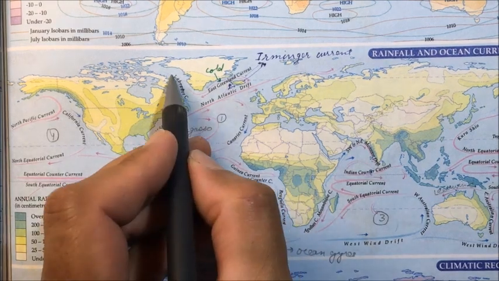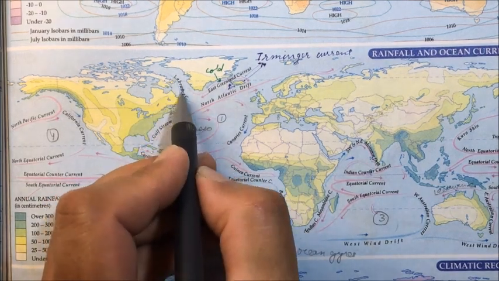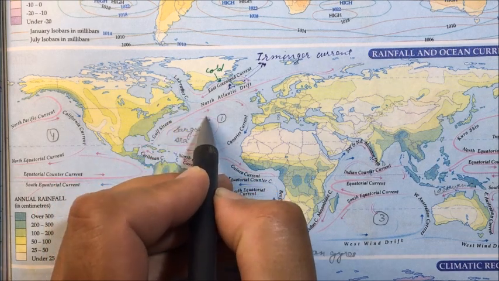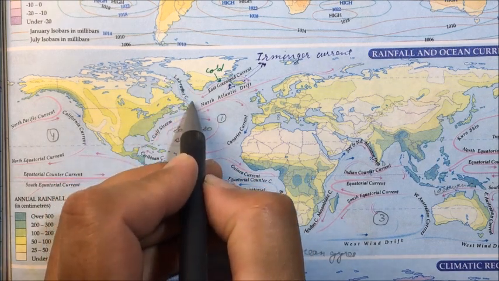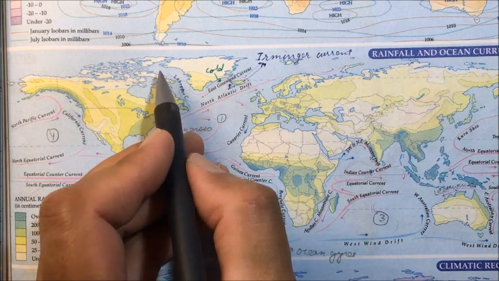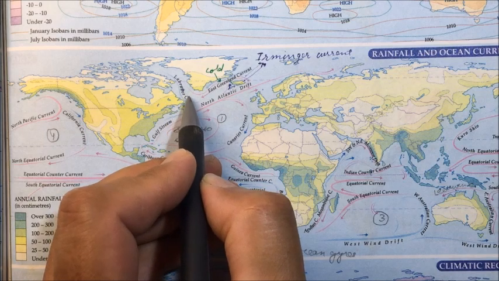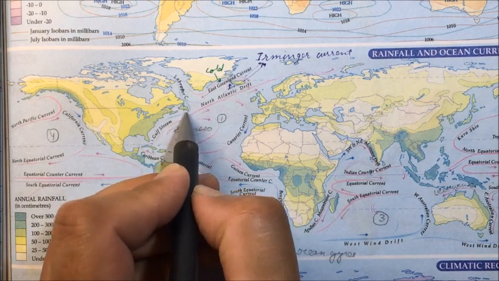And here you can see one more current, that is the Labrador current. It is a cold current. It is moving from the cold region towards the warmer waters. So this is a cold current. The Labrador current originates in the Baffin Bay. It moves in the Davis Strait and moves near Newfoundland.